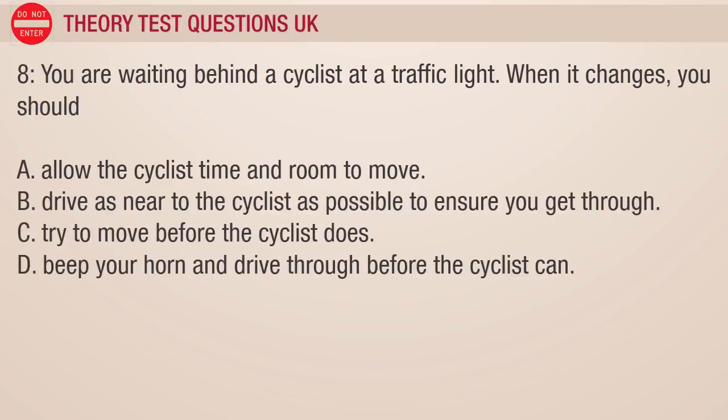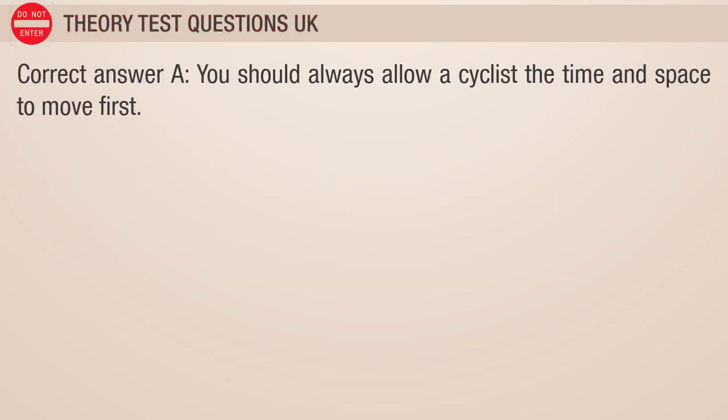Question 8. You are waiting behind a cyclist at a traffic light. When it changes, you should A. Allow the cyclist time and room to move. B. Drive as near to the cyclist as possible to ensure you get through. C. Try to move before the cyclist does. D. Beep your horn and drive through before the cyclist can. Correct answer A. You should always allow a cyclist the time and space to move first.